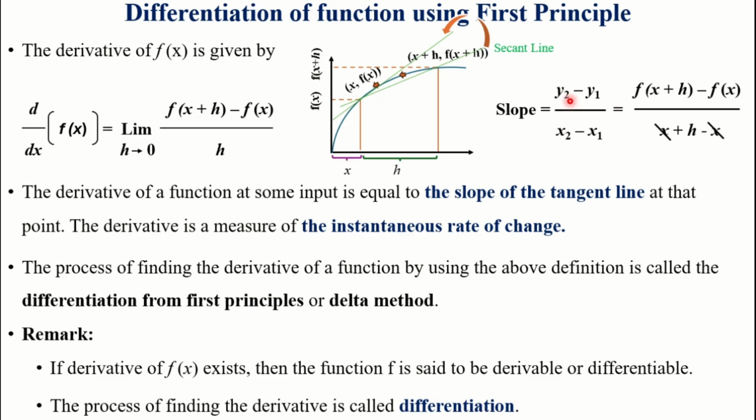What is y2? y2 is f of x plus h. y1 is f of x. That's why f of x plus h minus f of x, divided by x2 minus x1. What is x2? x2 is x plus h, minus x1 which is x, so x plus h minus x. The x is cancelled. What is the slope of this line? The slope of this line is f of x plus h minus f of x divided by h. This is the slope of the line, but we want to find out the slope of the curve.